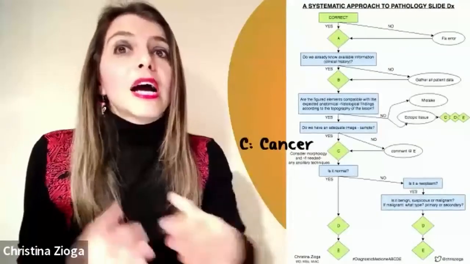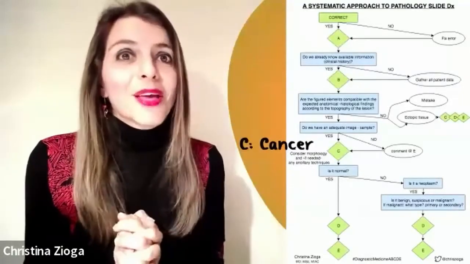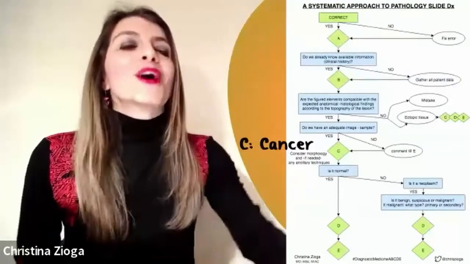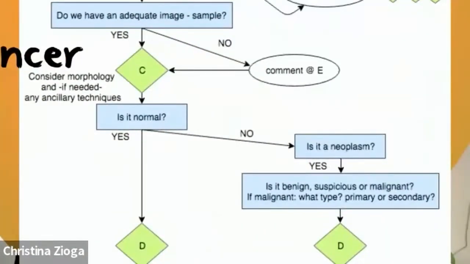Once we have answered these questions, we move on to C, cancer, what we all have been longing for. Morphology, morphology, morphology. We consider morphology, and if needed, we perform any ancillary techniques. At this stage, we decide about the neoplastic or not character of the lesion. Is it normal? Is it neoplastic? Is it benign, suspicious, or malignant? What type? Can we tell if it's a primary lesion or a metastasis?